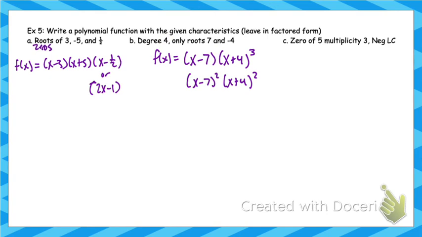All right, let's look at this last one. 0 of 5 with a multiplicity of 3. So remember what that means. If 5 is a 0, x minus 5 is a factor. Multiplicity is the exponent of that factor. And then a negative leading coefficient out in front.